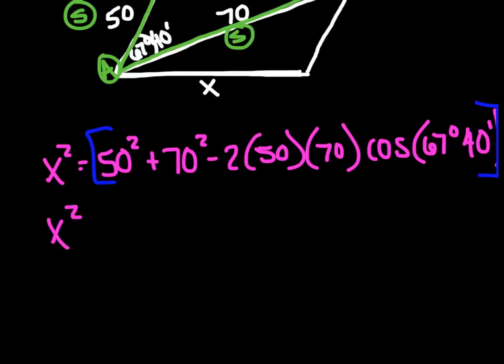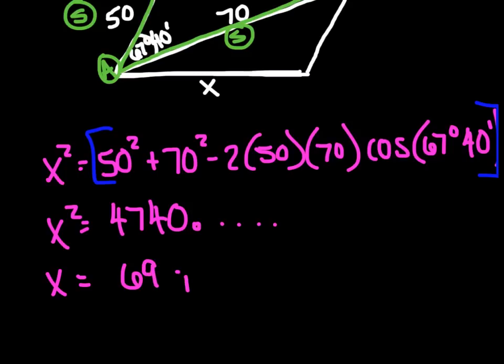So I got x squared equals 4740 and change, dot, dot, dot. I stored it, I took the square root, and I got the other force. I had 68.8, so I'm going to round to the nearest integer here. That turns out to be 69 pounds, which I believe they were using pounds instead of newtons on this one. So there you have it, ladies and gentlemen. That's everything you need to know about forces.